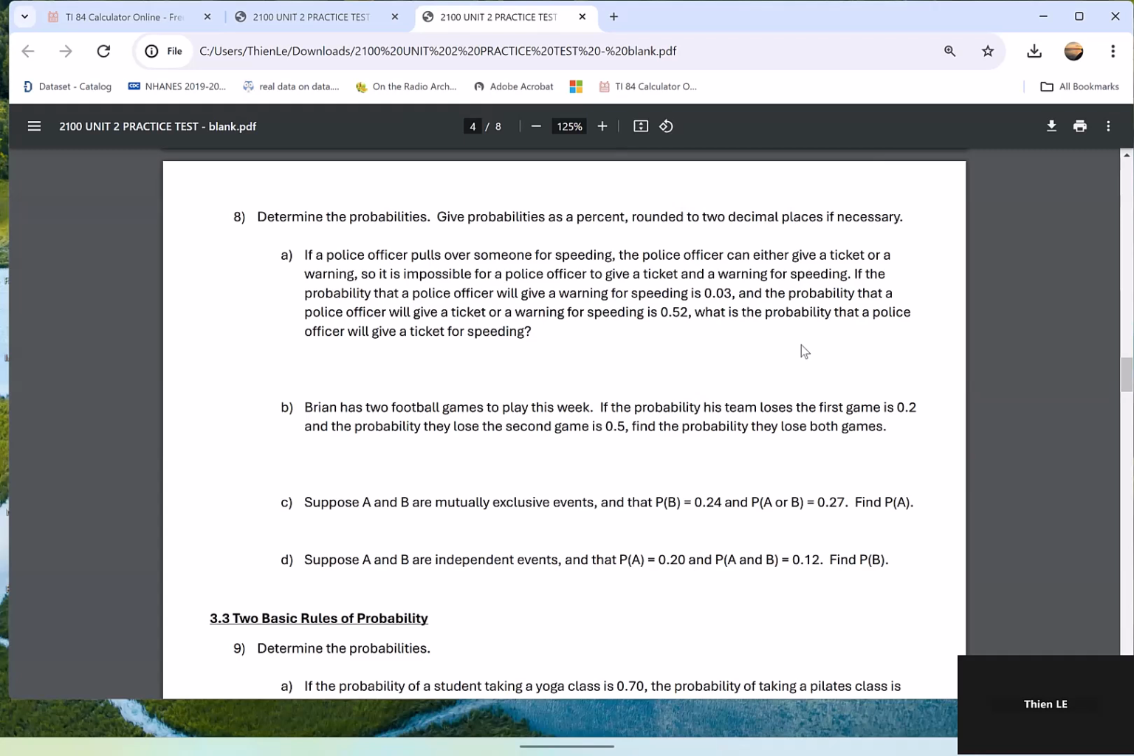Then the probability of losing both games will be the probability of losing the first game times the probability of losing the second game, which is 0.5 times 0.2. So you get 0.1, or 10% if you want percent. For this kind of problem, I think it would be better to state a little more clearly the assumption that the results for the two games are independent.